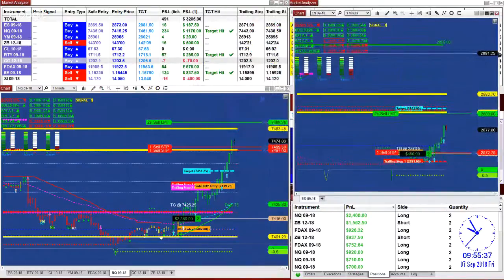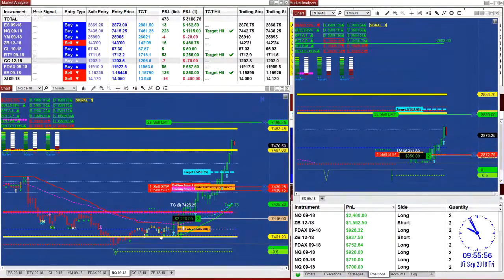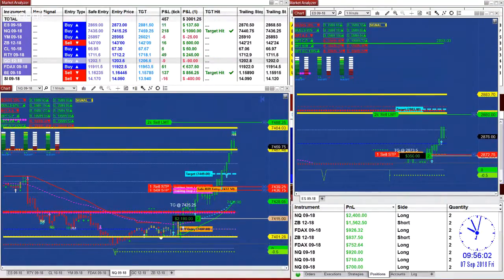The ES. 2880 is a very reasonable target on the ES. It's not going to go above the... Let me pull those back a little bit. The ES target at 2880 is a very reasonable exit time on this one here.